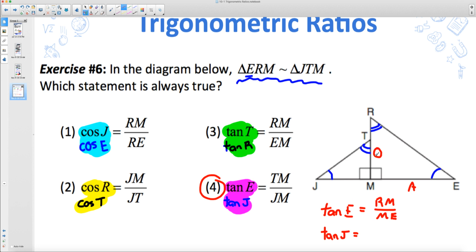Tan of J is opposite, so TM over adjacent, which is JM. So since tan of J equals TM over JM, tan of E also has to have that same ratio. So that's why it is choice 4. If you go through choices 1, 2, and 3, you're not going to find that either of those work.